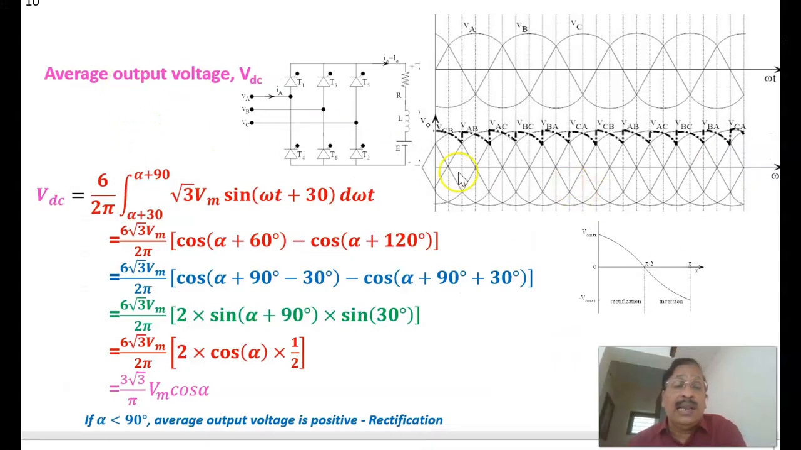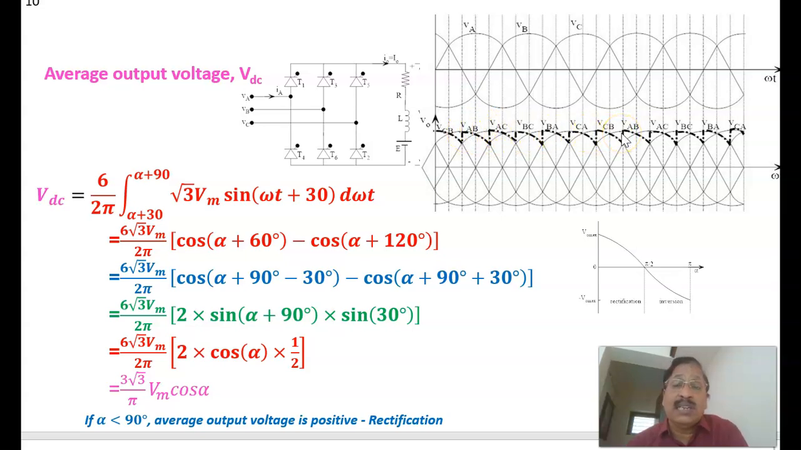Now let us derive the average DC voltage across this RLE load for a certain firing angle. As we have seen, this is the firing angle, and at this instant the thyristor is fired. These are the different voltages coming across the RLE load, as explained in the previous slide. We have to find the average value of this voltage. Per cycle, there are 6 pulses.